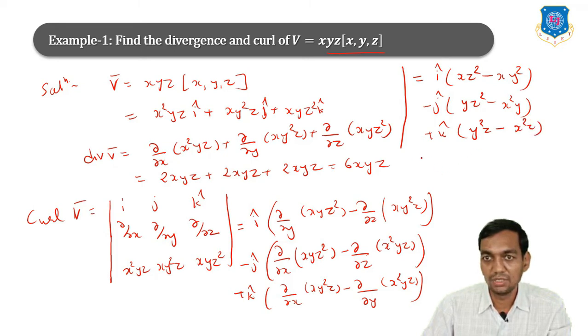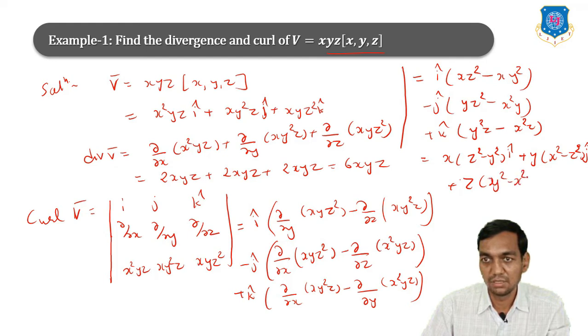Okay, and if we have to write it in a simple form, then I am going to take x common: x into (z square minus y square) i. Here taking minus y common, that will give plus y into (x square minus z square) into j. Plus we are going to write z into (y square minus x square) k. And this one is the answer.